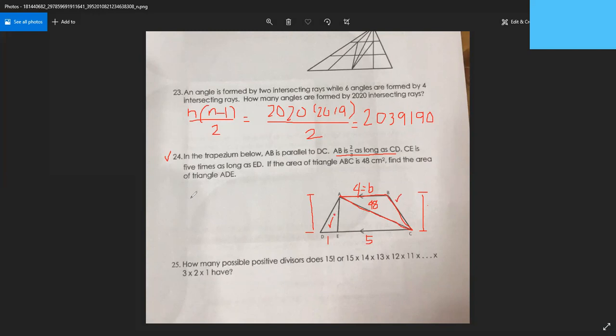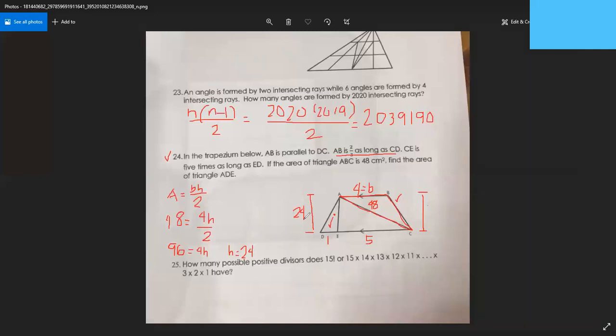If we get the height of this triangle, we can already identify the area of this. Using the area of a triangle, area is equal to base times height divided by 2. The area of that triangle is 48. Our base is equal to 4. 4 times h divided by 2. Solving for h, 48 times 2 is 96, and 96 divided by 4 is 24. So height is 24. Therefore, this is also 24, correct?